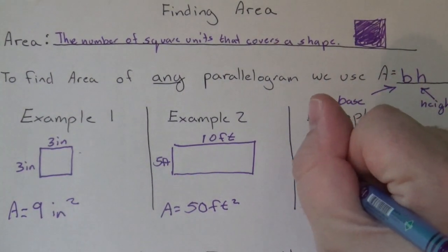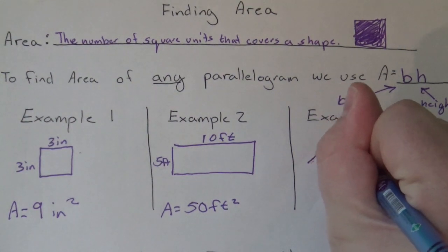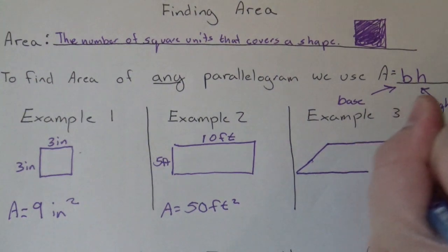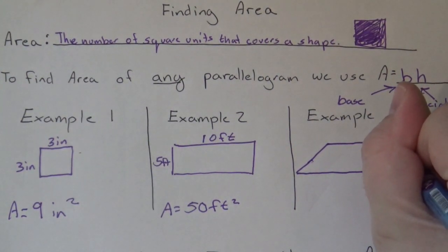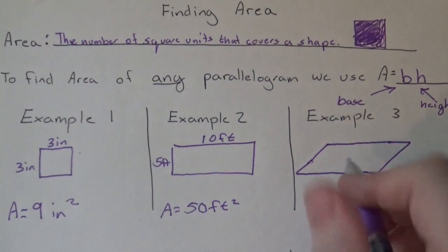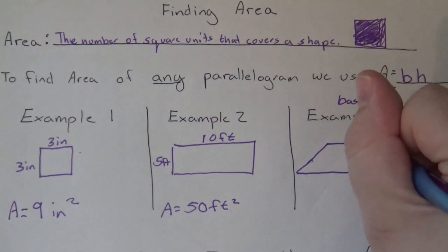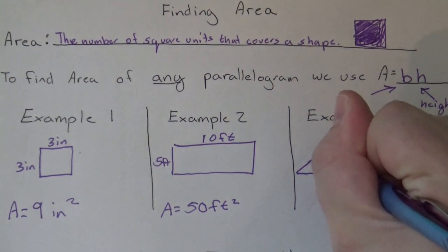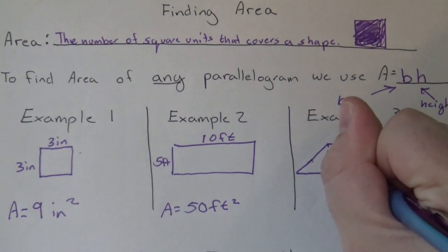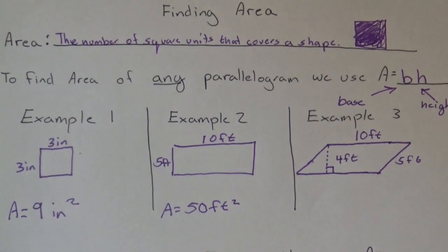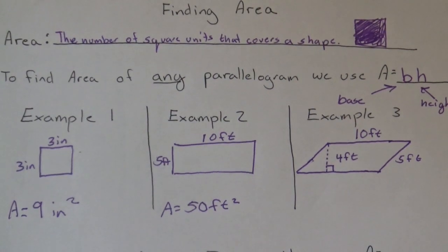Now, this next one is really tough. Let me take that back. It's not that it's tough, it's that people do the wrong thing. That's the better statement. All right, so this is a parallelogram. And I'm going to say that this is 10 foot, and I'm going to say that this is 5 foot. And then notice what I'm doing here. I'm going to put this as 4 foot. Now, this is not an accurate drawing or anything like that, but that's okay. It's going to show our point.